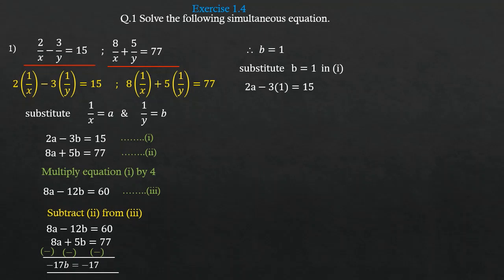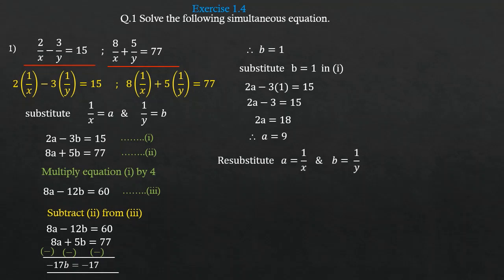So 3 ones are 3, that we shift on the other side. So we get 2a is equal to 15 plus 3, that is equal to 18. So we get a equal to 9. So a ka value hume mil gaya. So now what we do, a or b milne ke baad, our aim is to find out the value of x, because in the original question x is a variable. So what we do, resubstitute.